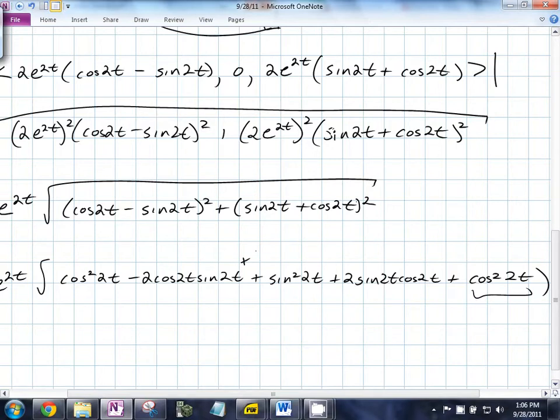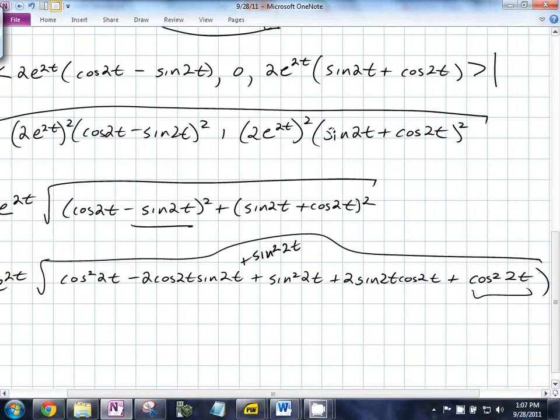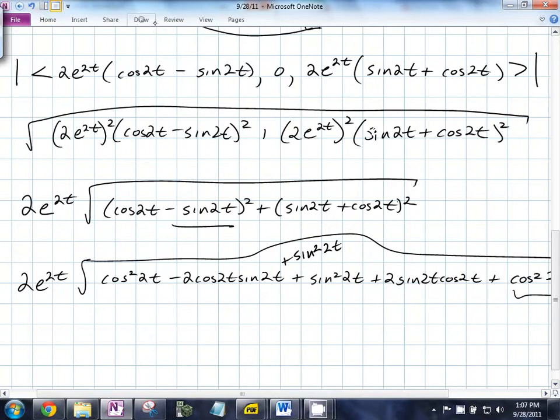Ooh, it has a little bump. Nice. But what cancels out? That middle one. That's gone, and that's gone, right? And then you have sine squared 2t, sine squared 2t, cosine squared 2t, and cosine squared 2t. So what does that turn into? It turns into root 2.